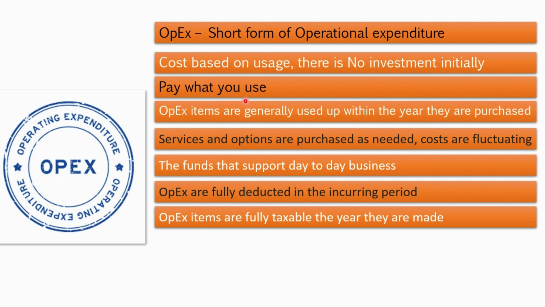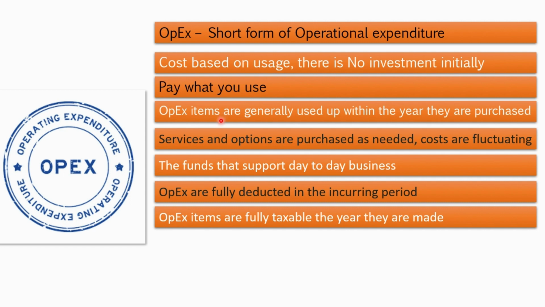Say, for example, pay for what you use. Let's take electricity. You are going to pay for electricity based upon the usage. Like that, in the cloud, you are going to pay for the usage of the service or resources, whatever you have acquired, based upon the usage, like a pay as you go model. They all come under operational expenditure.